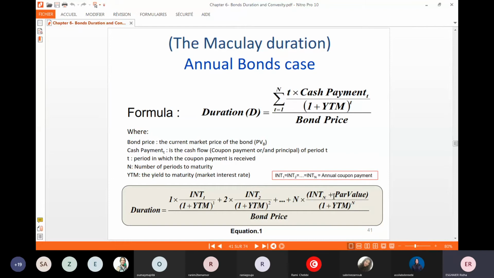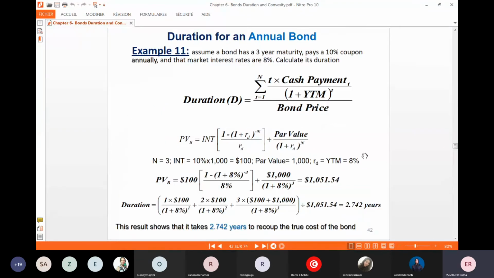دونك نحسبوا البوند برايس نحسبوا الانترست البريزنت فاليو تاع كل انترست نضربوه في التايمينج هذا على هذا يعطينا the Macaulay duration نتاعنا for an annual bond. For example هوني قال لنا assume a bond has a 3-year maturity, pays 10% coupon annually, and that the market interest rates are 8%. Calculate the duration of this bond.